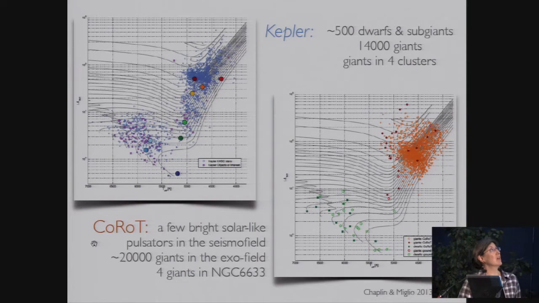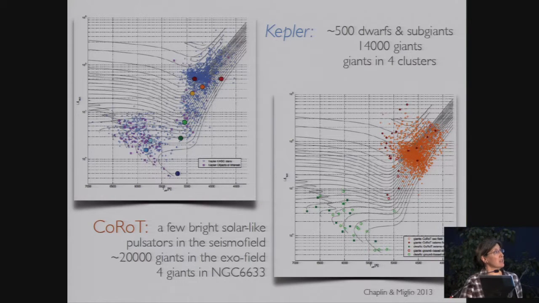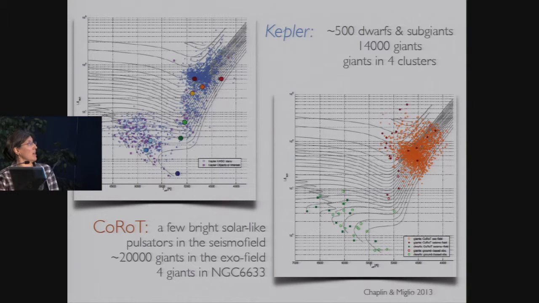And that is the situation after Kepler and CoRoT. You have here the diagram with the oscillators observed in the field of Kepler, and here those in CoRoT. And you see the numbers. We have 500 dwarfs and subgiants in Kepler's field, and several thousands of giants. And on the other hand, in CoRoT, we have also a lot of red giants in the exofield, and some bright giants and solar-like stars in the seismofield, so brighter stars. So we have all these stars that present more or less the same behavior.